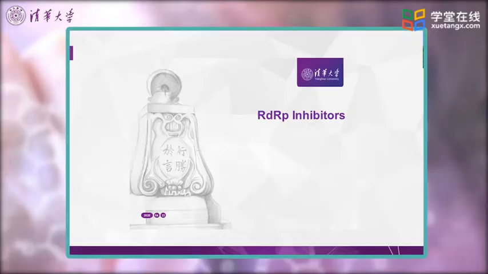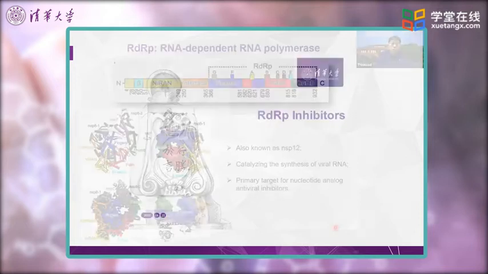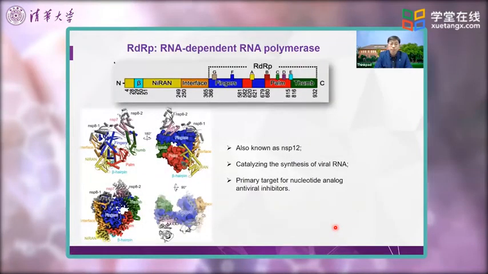The first part will be focused on RdRp inhibitors. RdRp represents RNA-dependent RNA polymerase. Here we can see the sequence of the RNA polymerase and the protein structure.